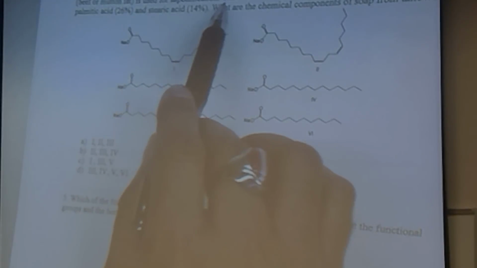So historically, tallow is used for saponification. Tallow contains glycerol esters of oleic acid, palmitic acid, and stearic acid. So we need the oleic, palmitic, and stearic acid. What are the chemical components of soap from tallow? If we hydrolyze that soap, we are going to get only oleic acid, palmitic acid, and stearic acid.